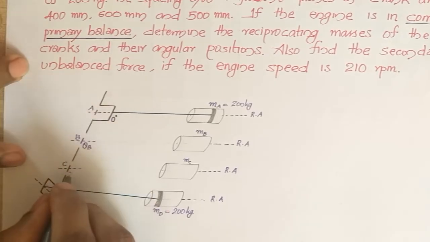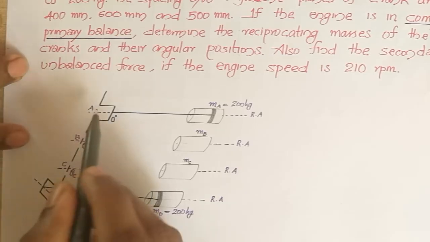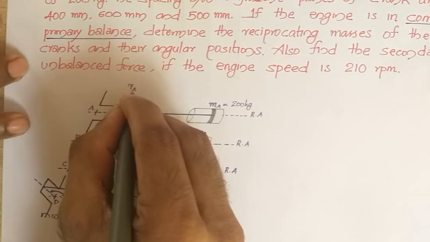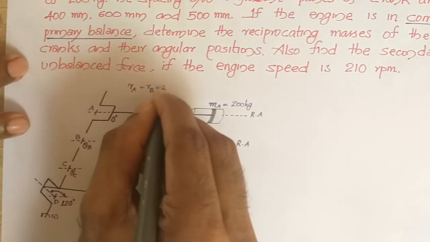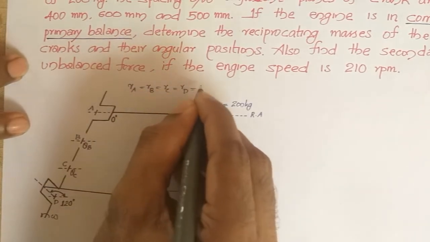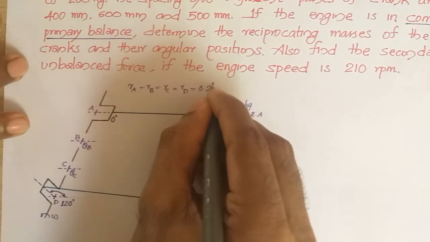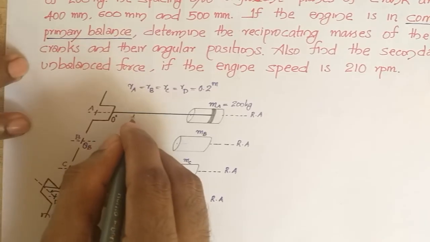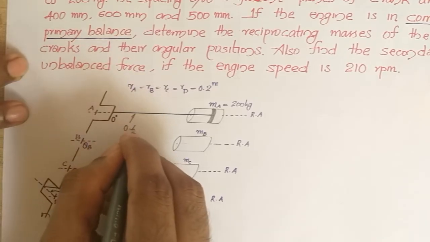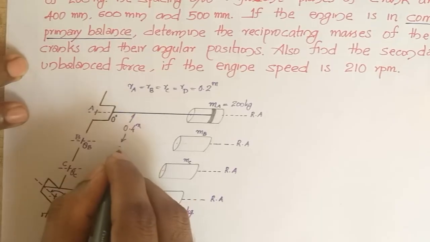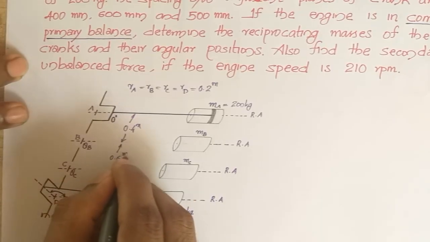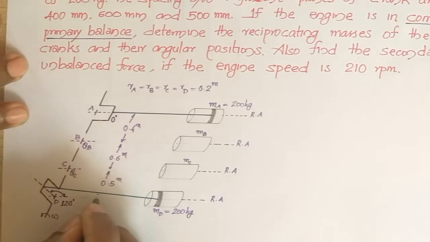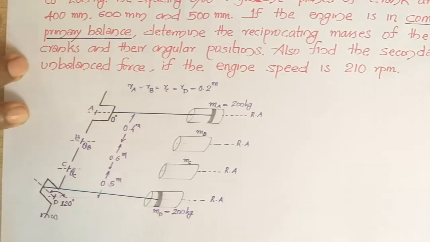Theta B is unknown and theta C is unknown, and at all planes A, B, C, D the crank length, that means RA, RB, RC and RD, is 200 mm or 0.2 meter. The spacing between the cylinders is also given. This spacing is 400 mm or 0.4 meter. This is 0.6 meter and this is 0.5 meter. So you will be using this spacing for solving the problem also.